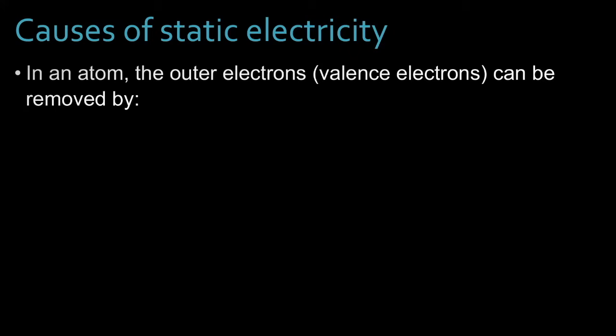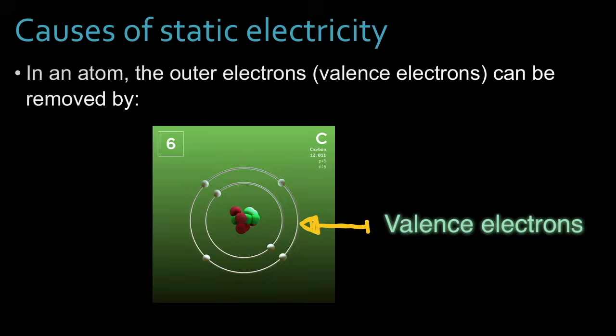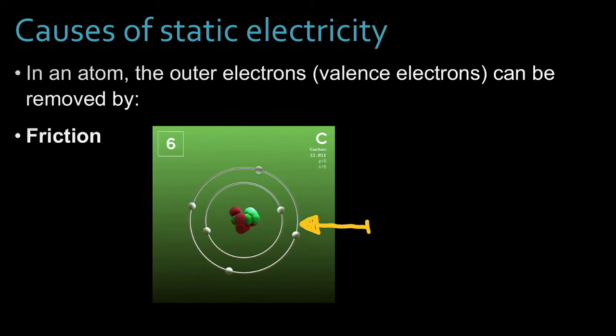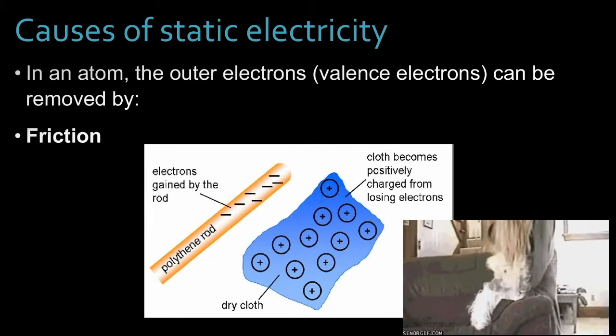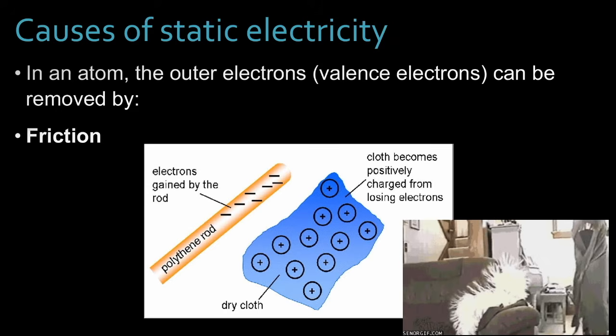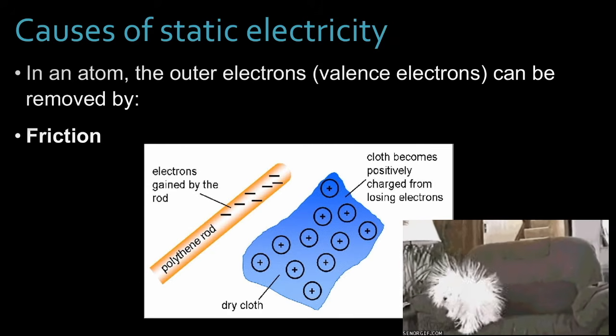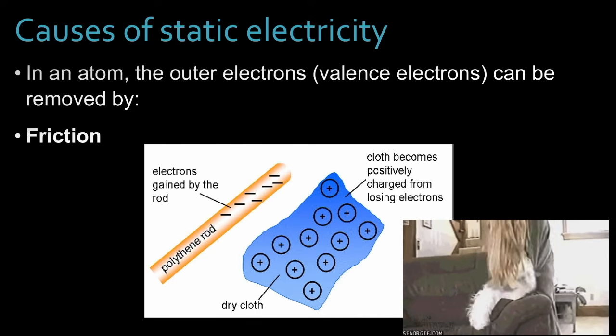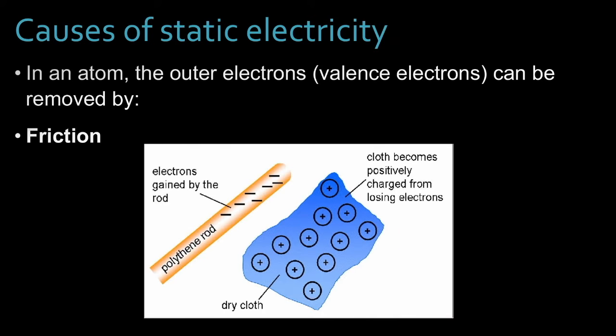There are several ways in which we can create or cause static electricity. In an atom, the outer electrons, which are called the valence electrons, can be moved. The first way is friction. Friction here is the rubbing of one object on another, and the electrons are removed from one and transferred to the other through the rubbing motion.